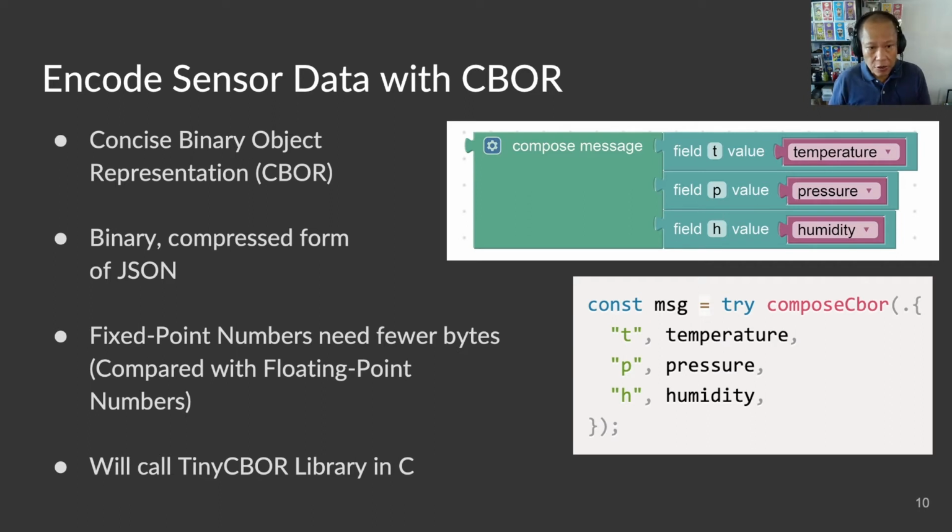This block encodes a message with 3 fields, T, P, and H, that will be set to temperature, pressure, and humidity. Here is the generated Zig code. This code might look strangely simple. What if we forget a parameter like humidity? What if the parameter is of a wrong type, like maybe humidity is actually a string? With Zig, we can validate this at compile time, so no problems. We shall explain in a while. Compose CBOR will call the TinyCBOR library in C, which shouldn't be a problem because Zig works well with C libraries.